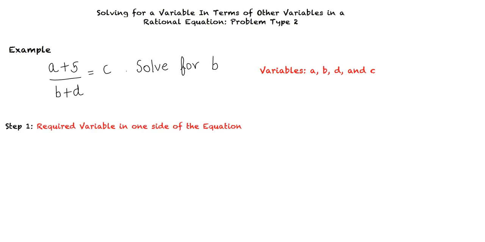The first step to solve the problem is to make sure that the required variable is on one side of the equation. We thus cross-multiply the denominator, taking it to the other side. We get a + 5 = (b + d) times c, which equals bc + dc.